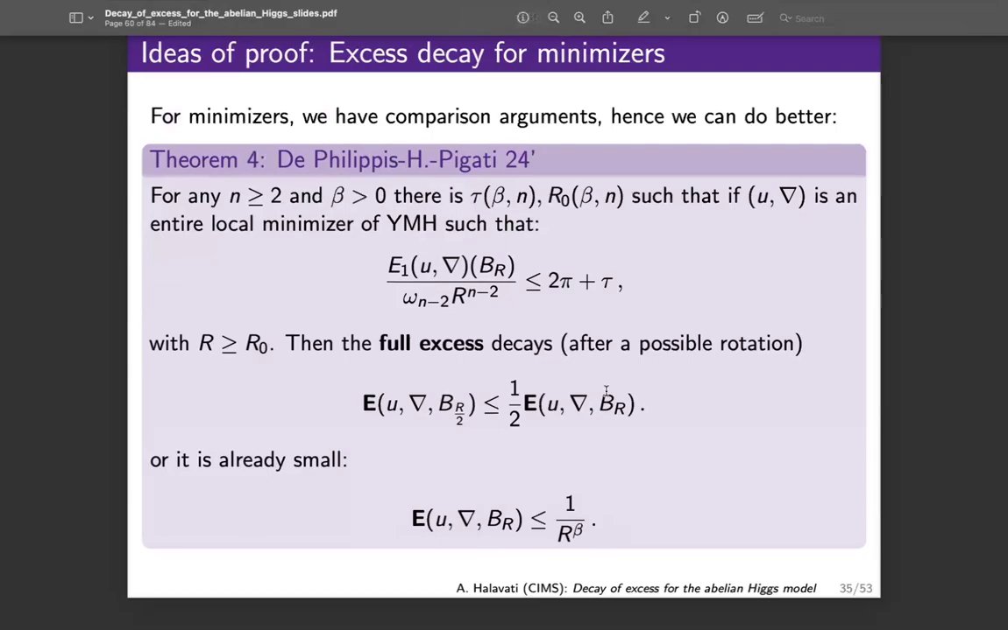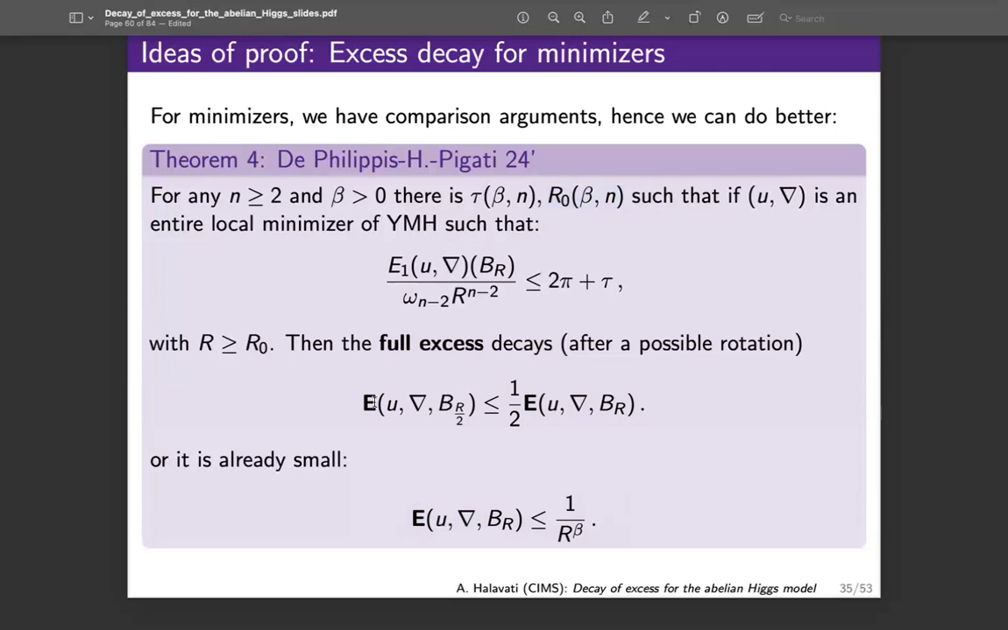For solutions, actually, we get the same thing with two improvements. One is that for any beta, you can find thresholds, so basically a small tau and a large enough scale, such that your full excess decays until you hit 1 over r to the beta, right? So this is valid for any beta. For any beta, this becomes small and this becomes larger if you take beta larger and larger. So if you just take beta bigger than n minus 2, you get the classification for entire local minimizers, right?